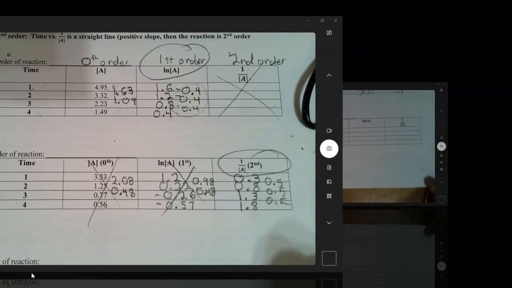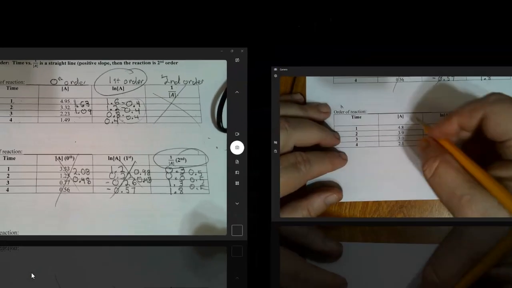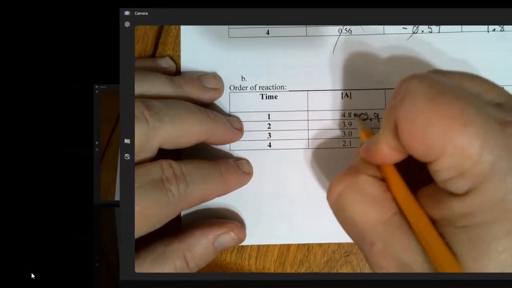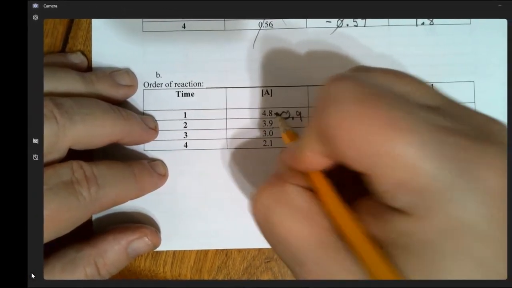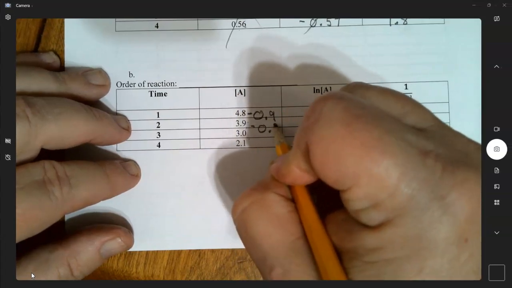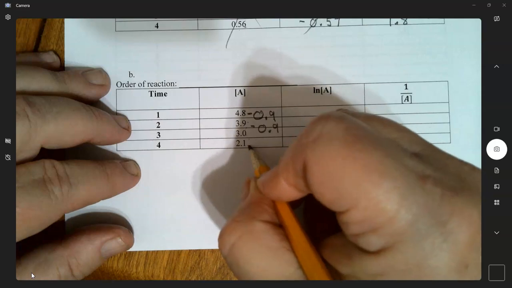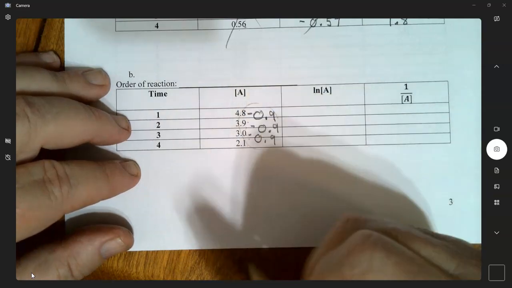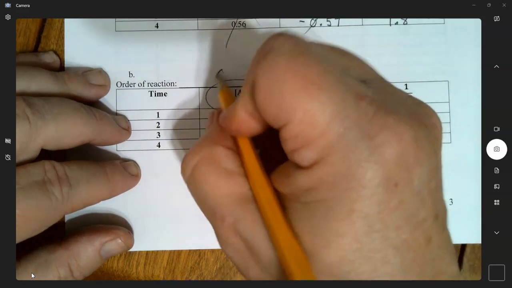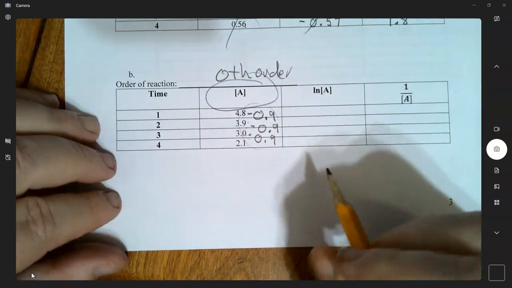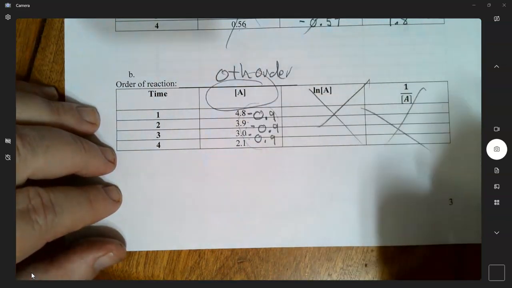We come down to this one, and finally we get an easy one. 4.8 minus 3.9 is 0.9. You can say it's negative. 3.9 minus 3.0 is negative 0.9. 3.0 minus 2.1 is negative 0.9. So these differences are the same. That means this is going to be a 0th order reaction. Okay, go on. You don't have to do these.